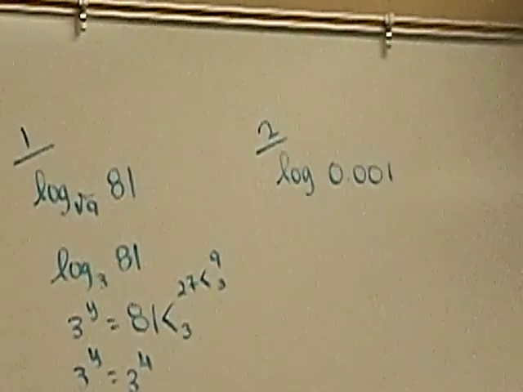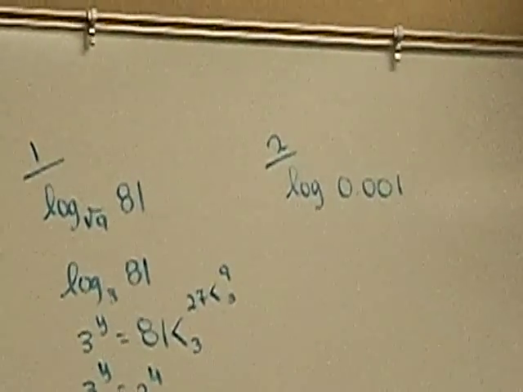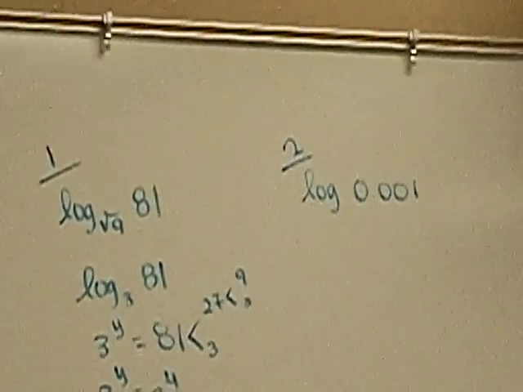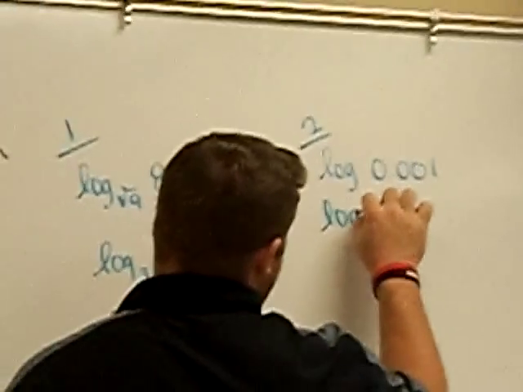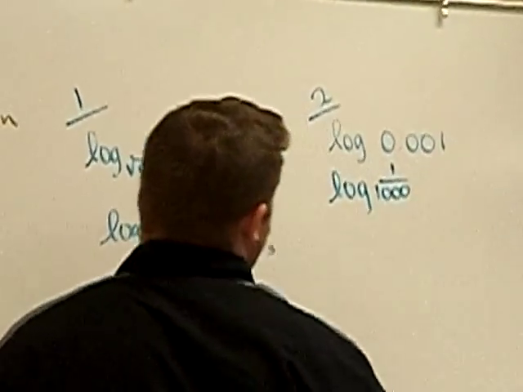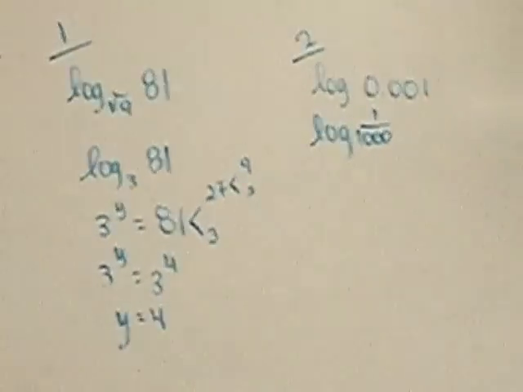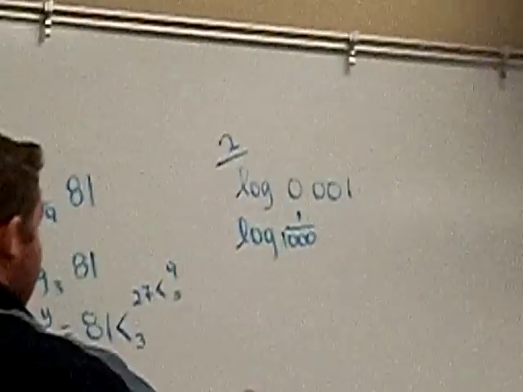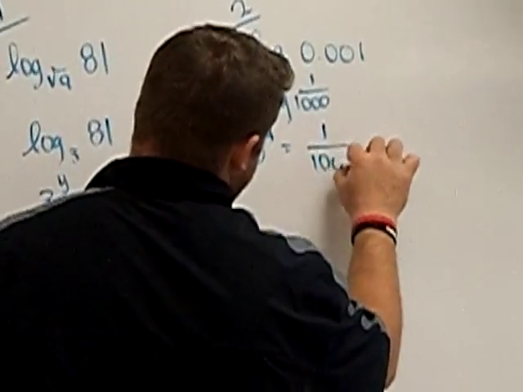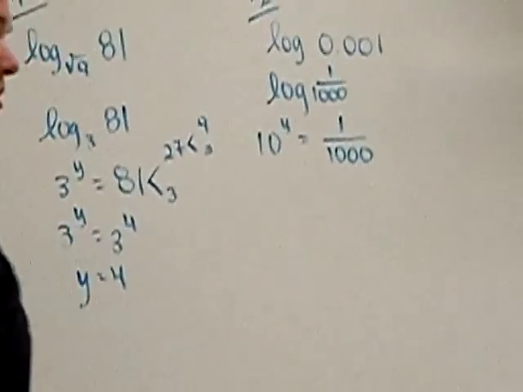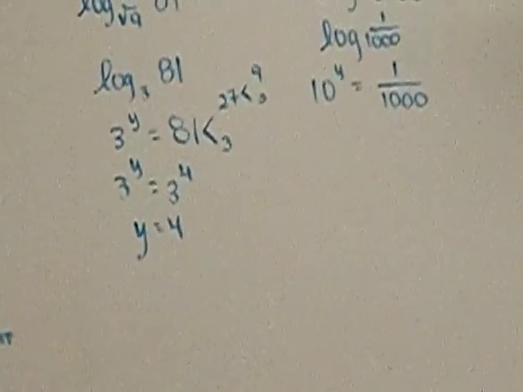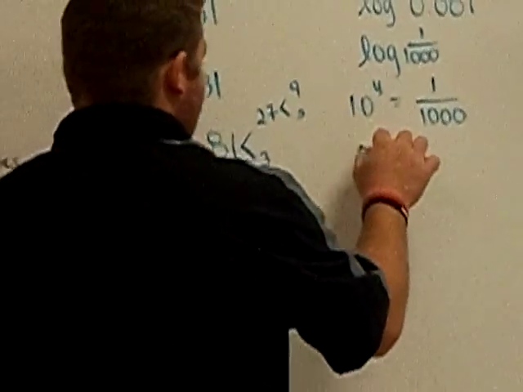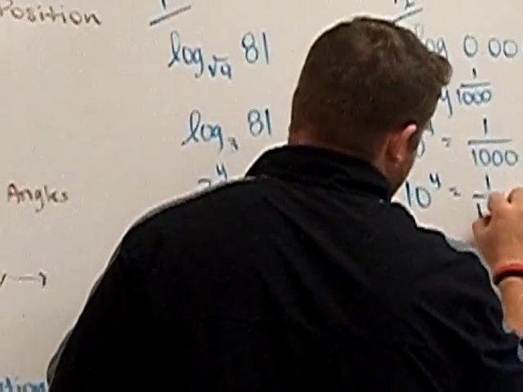1 over 1,000, correct? That's going to give me 0.001. So this is like saying the common log of 1 over 1,000. Well, the common log has a common base of 10. So we have 10 to the y equals 1 over 1,000. 10 to what power is 1,000? How many zeros are there? So 10 cubed is 1,000. So 10 to the y equals 1 over 10 cubed.